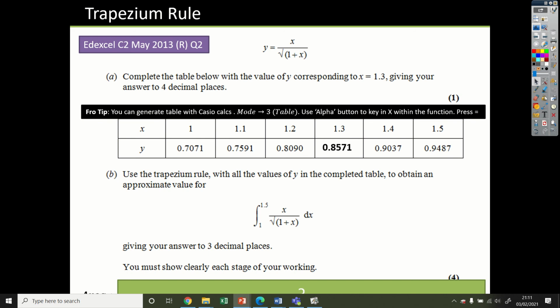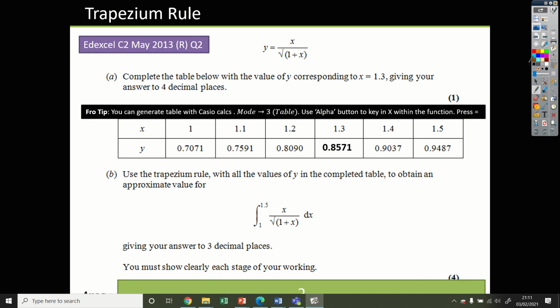Now we're using the trapezium rule with all the values of y in the completed table to get an approximate value for this area here. So we're integrating from 1 to 1.5. That agrees with our table. And our strips look like they're 0.1 in width. So maybe I was wrong there. So 0.1 is our value of h this time. So let's write down our trapezium rule and then plug values in.